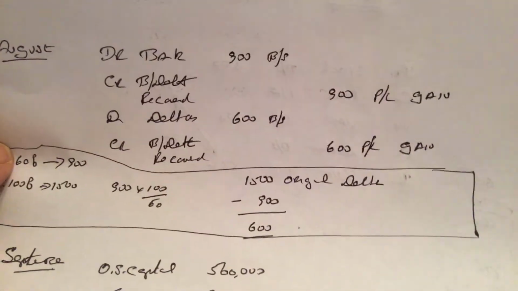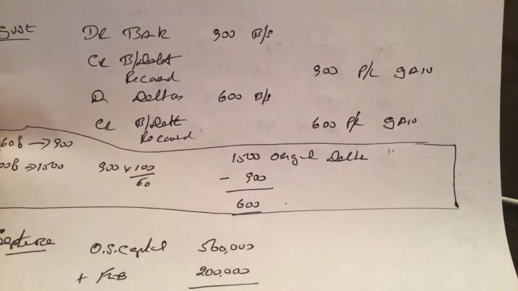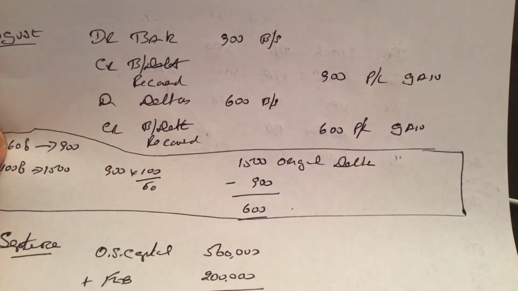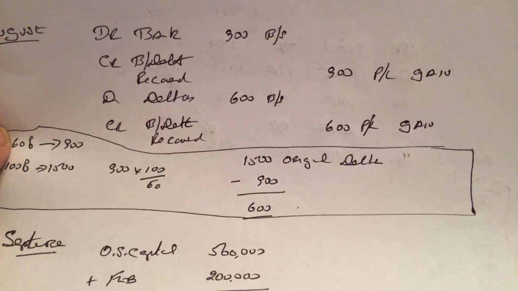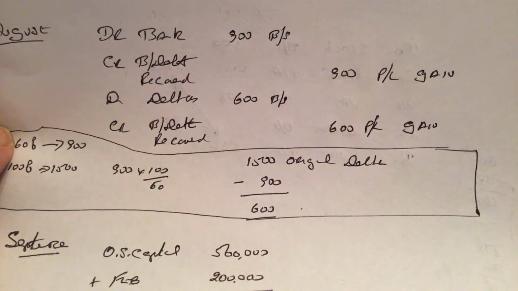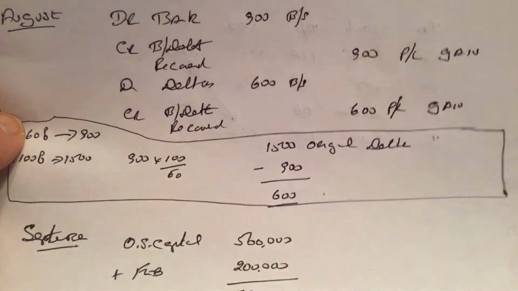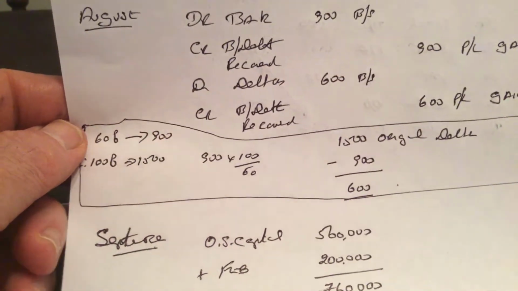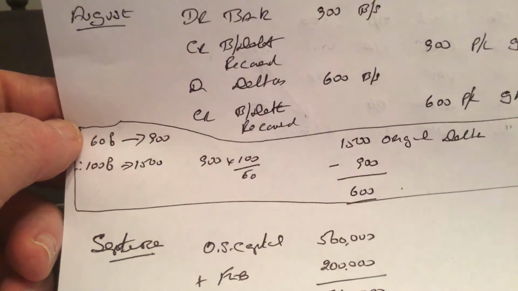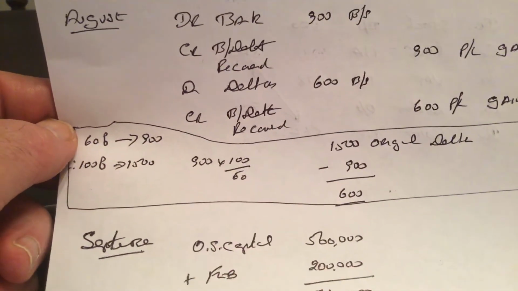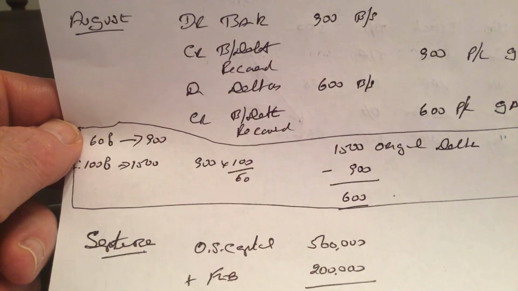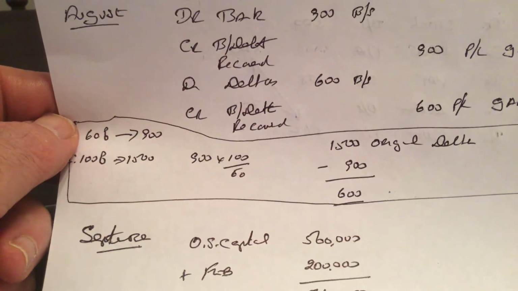So look, we got in the 900, so we debit the bank 900, and we credit bad debt recovered 900. That's a gain. And then he said he wants to pay us the balance, so we need to find out what the original debt was. So 60% equated to 900. Therefore, 100% equated to 900 divided by 60 multiplied by 100, which gave us 1,500 euros.